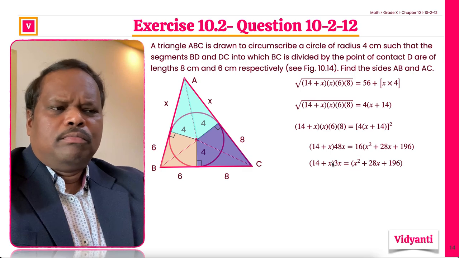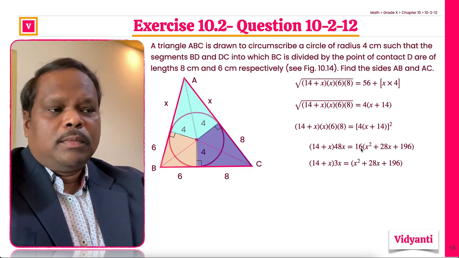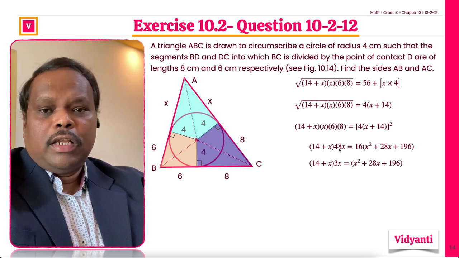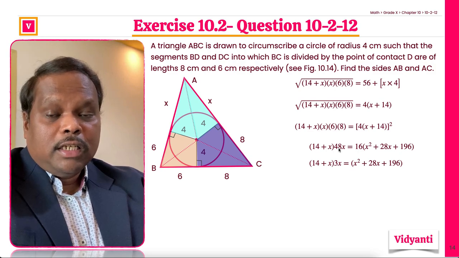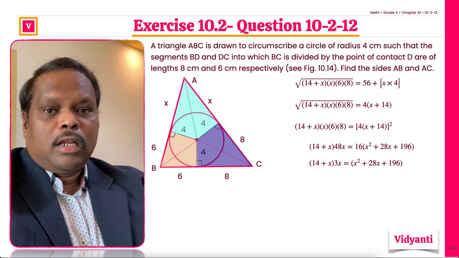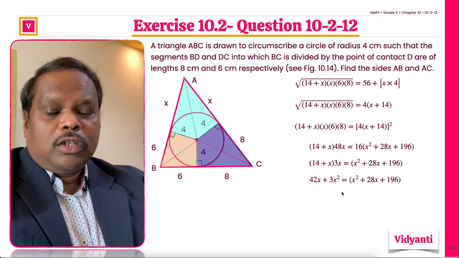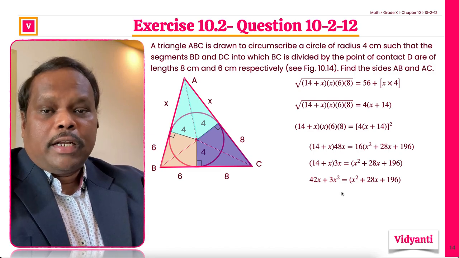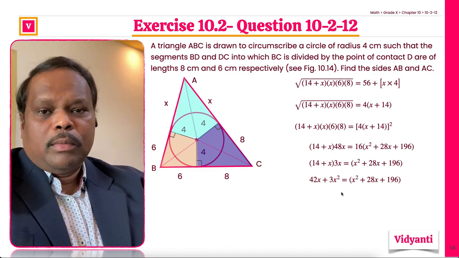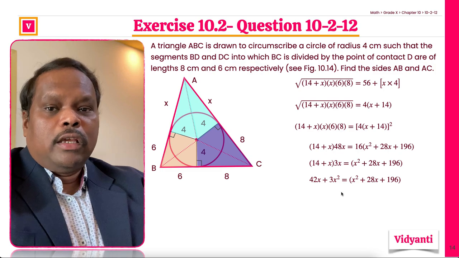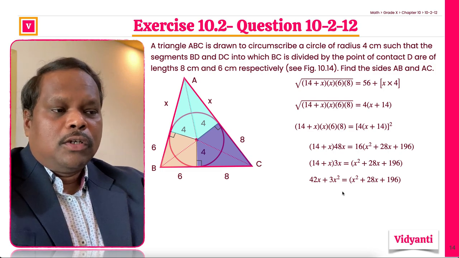Now we have to simplify it as much as possible. This 16 I will get rid of with 48. 48 divided by 16. You have to remember the table of 16 to realize that 16 times 3 is 48. So let's simplify this further. Eventually, I want to make this into a quadratic expression. So I will eventually make that into ax squared plus bx plus c equal to 0.